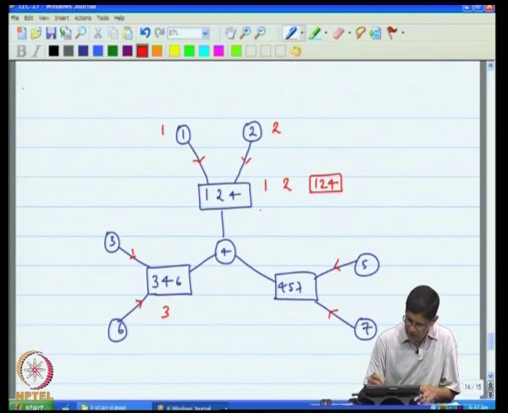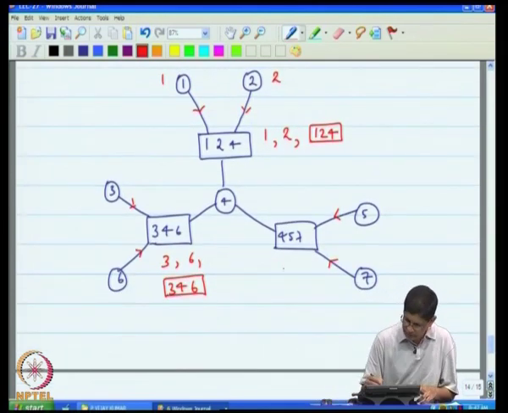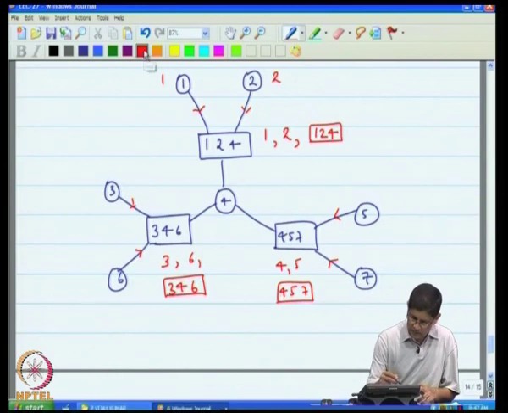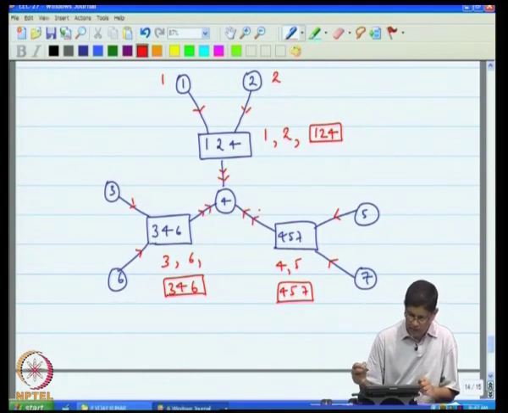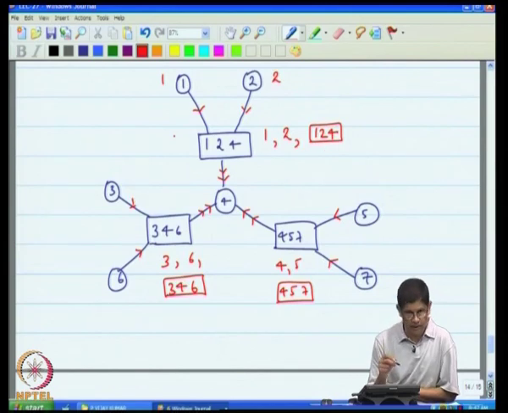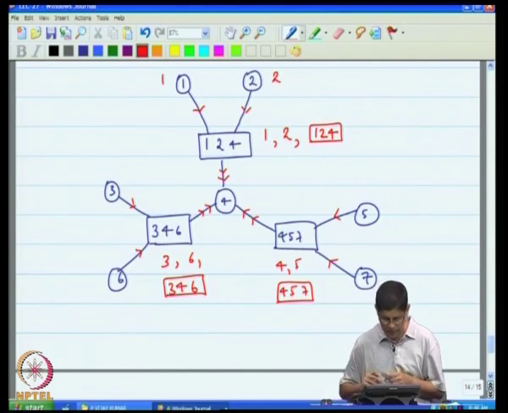Likewise, this knows 3, 6, and 3, 4, 6, because 3, 4, 6 is a node by itself. Similarly, this knows 4, 5, and 4, 5, 7. Now, once these nodes have had a chance to pass on their information to 4, then 4 has information from everywhere, and that is when it is ready to compute its objective function. So that is exactly what we did just now.